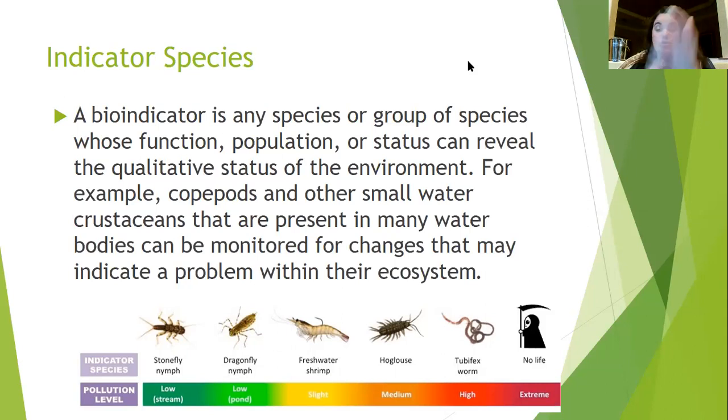We will have worms come up. So tubifex worms, if the population is high, or the pollution level is very high, we will have those worms. The louse, the freshwater shrimp. So as pollution levels increase, we will see that some of these animals will then appear.